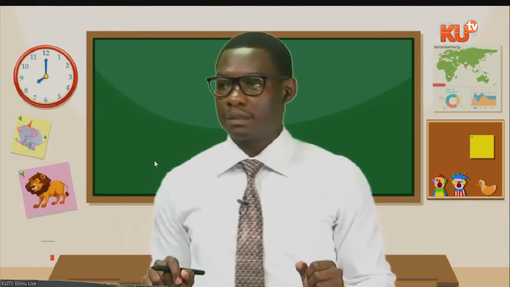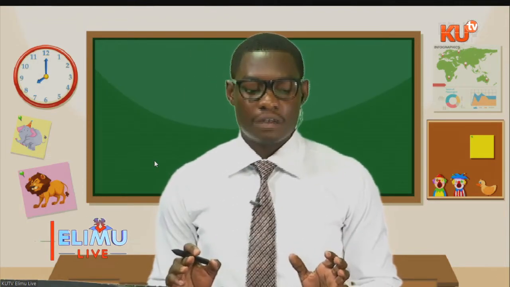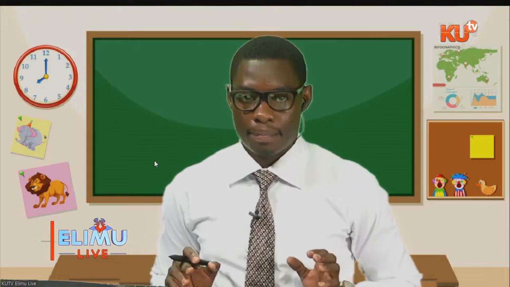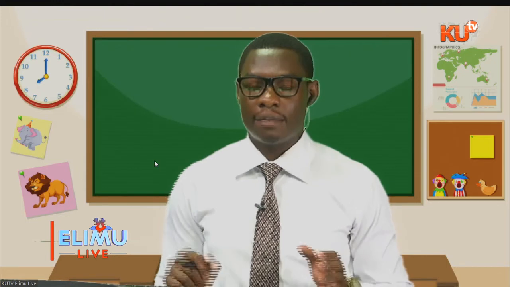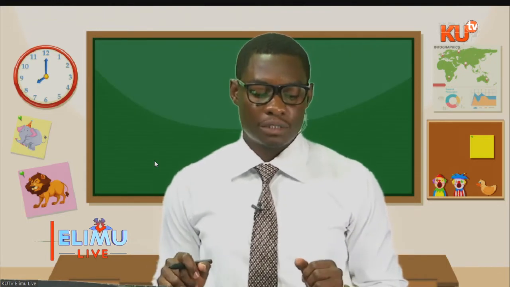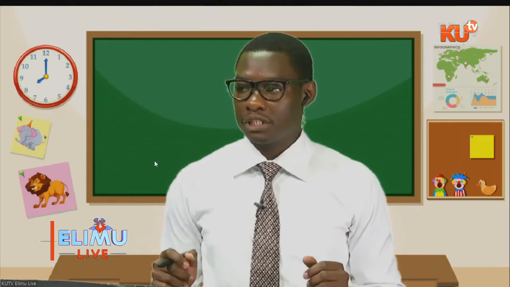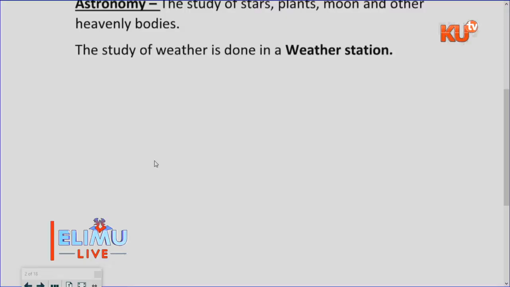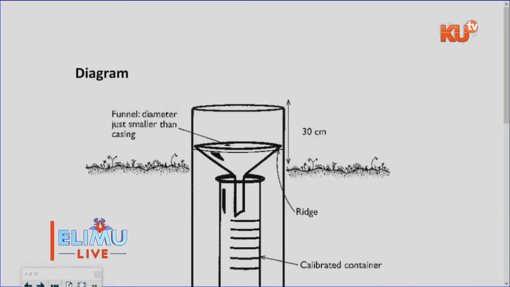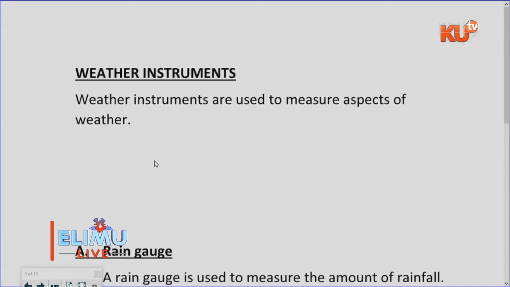These weather instruments measure, or are used to record, aspects of weather or the elements of weather. When I talk about this, I mean temperature, I mean humidity, I mean sunshine. Those are elements of weather that I'm talking about.